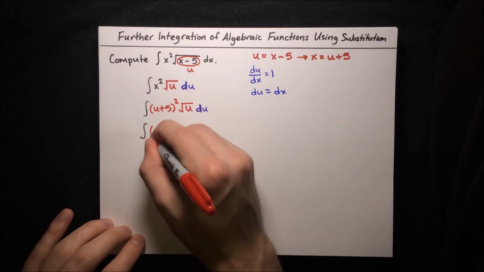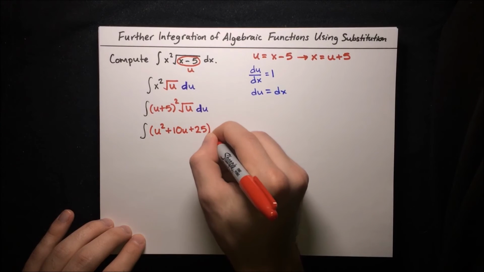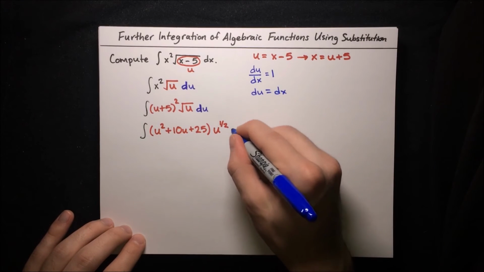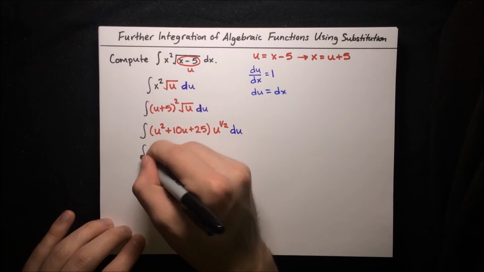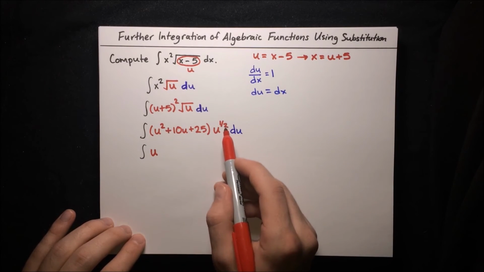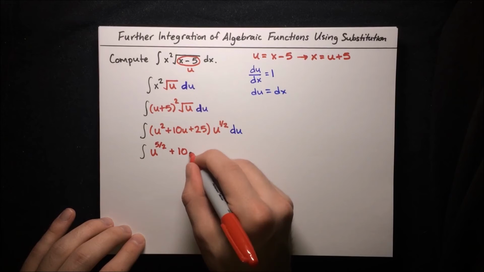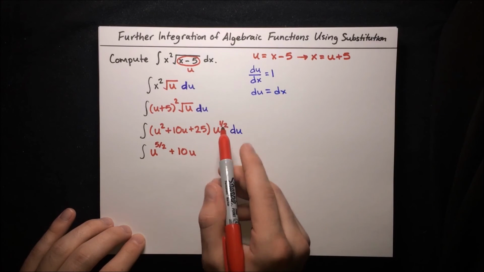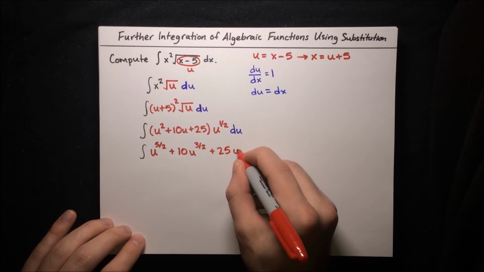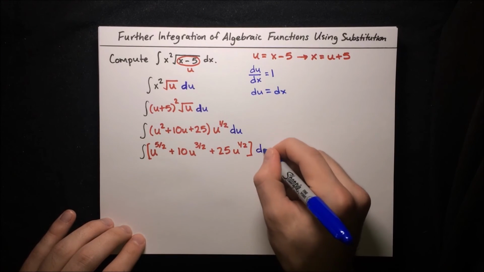And now we can just multiply this out. u plus 5 squared becomes u squared plus 10u plus 25. And then the square root of u can be written as u to the power of 1/2. That's all taken with respect to u. So multiplying through, this becomes the integral of u to the power of 2 plus 1/2, which is 2.5, which is 5/2, and then plus 10 times u to the power of 1 plus 1/2, which is 3/2, and then plus 25 times u to the power of 1/2, all taken with respect to u.